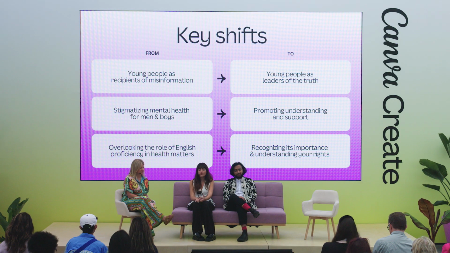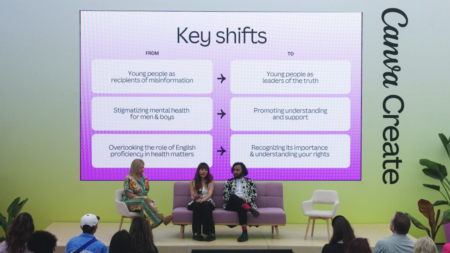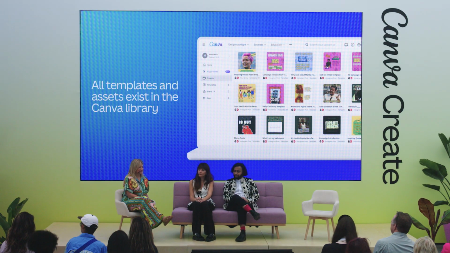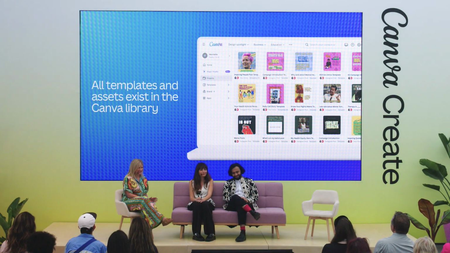And then finally, a shift from overlooking the role of English proficiency in health matters to recognizing the importance of it and understanding your rights of asking, requesting for translators. A lot of these kids were finding themselves in the place of a translator, needing to do the translation between the healthcare provider and their family members. And this was about embracing language justice for all and ensuring that they can ask for translators to be present in the room. So these are not easy shifts that you're trying to make. You're trying to shift some pretty deeply ingrained attitudes here.